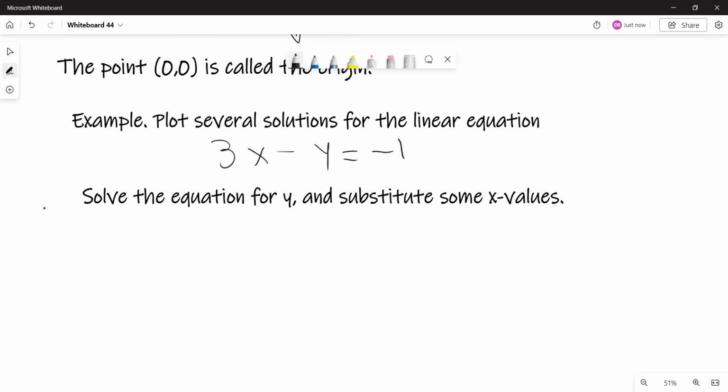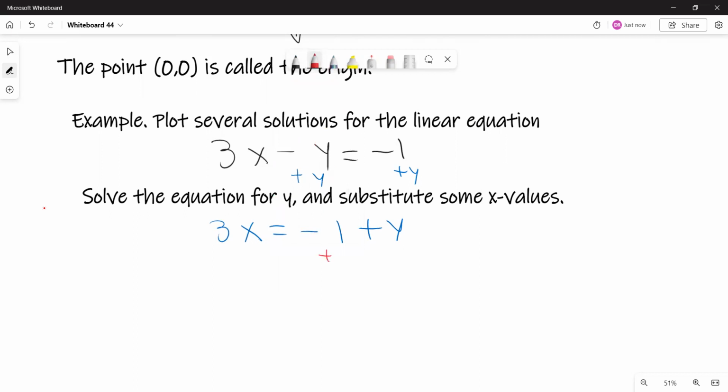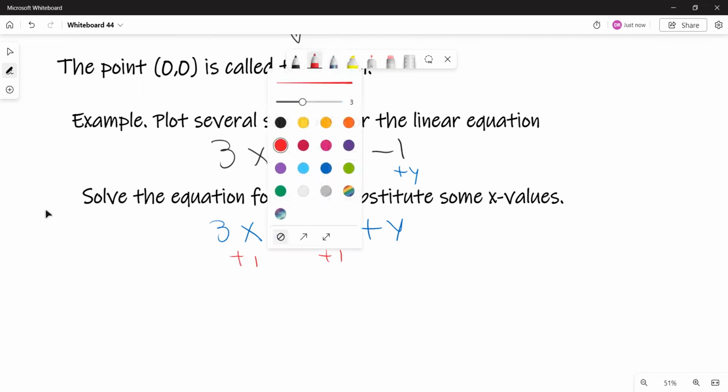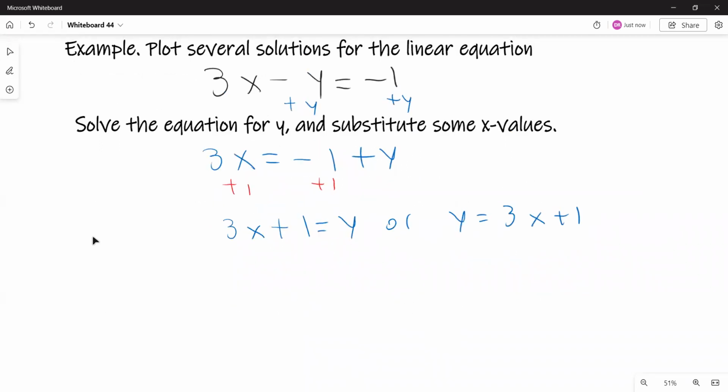Okay, so we can do what? We can add y to both sides. So 3x equals -1 plus y, and we can add 1 to both sides. So 3x plus 1 equals y, or y equals 3x plus 1. So we have y in terms of x.